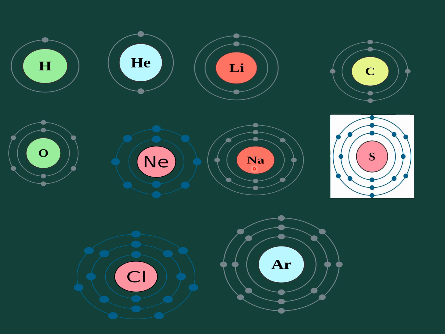Next example I have taken is sulfur, having 16 electrons. So the electronic configuration is 2 plus 8 plus 6. Next example I have taken is chlorine, having 17 electrons. So the electronic configuration is 2 plus 8 plus 7.